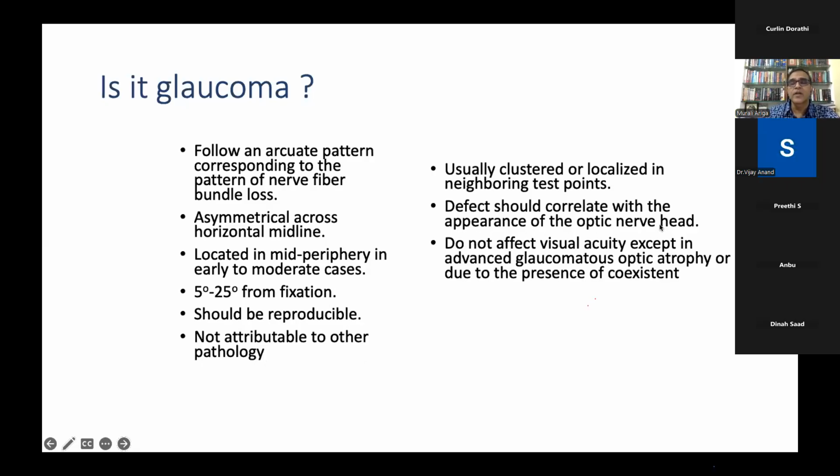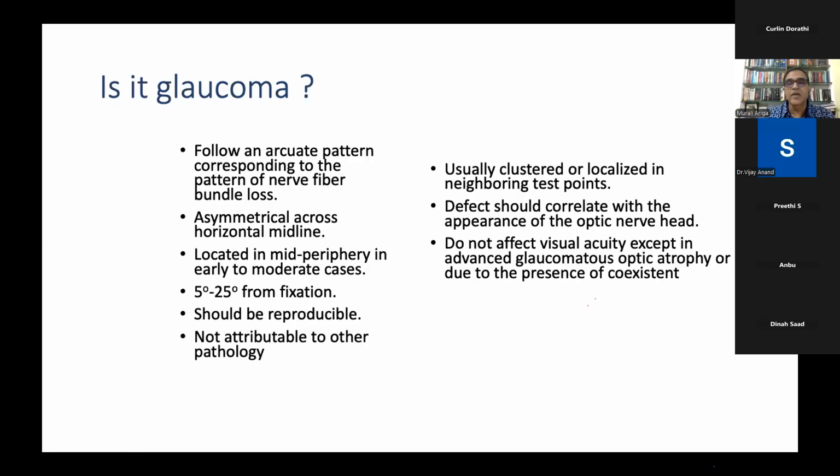But if you have a completely normal looking optic nerve, no defect, no rim loss, a completely healthy looking optic disc, then your field defect obviously does not correlate at all. So you need to have it correlate. Glaucoma does not affect the visual acuity generally, except in a very advanced glaucomatous optic atrophy, or in the presence of coexistent disease like cataract or macular disease and so on.